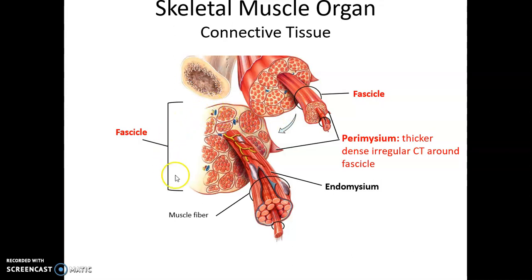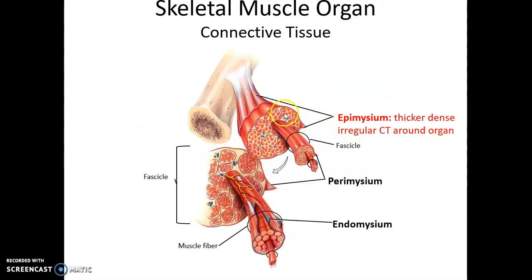Then the fascicles themselves have a wrapping of dense irregular connective tissue around them. So the muscle fibers bundled up into fascicles are wrapped by the perimysium, a structure made of dense irregular connective tissue. And then finally, around the entire muscle organ is a thick layer of dense irregular connective tissue called the epimysium. So the epimysium wraps around the entire organ, perimysium wraps around the fascicle, endomysium wraps around the muscle fiber.